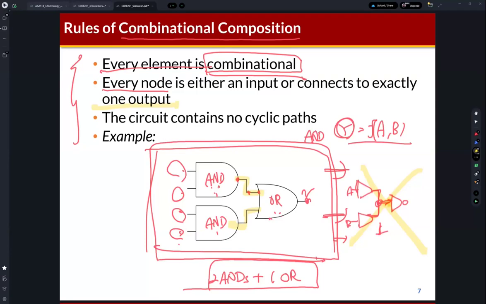And then the circuit contains no cyclic path. So what is a cyclic path? An output is connected to a certain input of an element. This is a feedback path, the cyclic path. But in a combinational logic, the circuit does not include any cyclic path. So these are the rules of combinational composition.